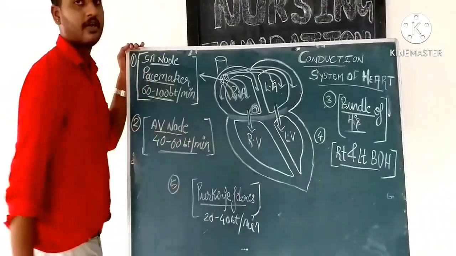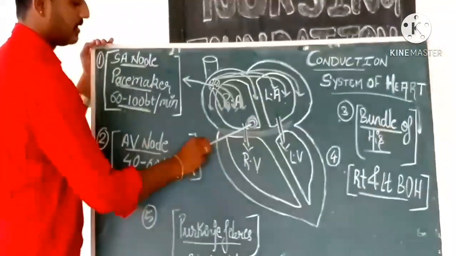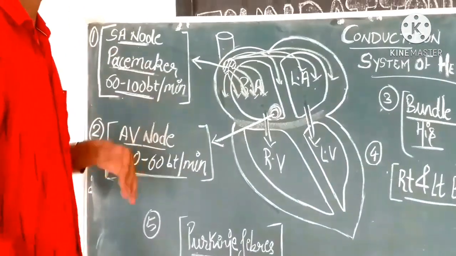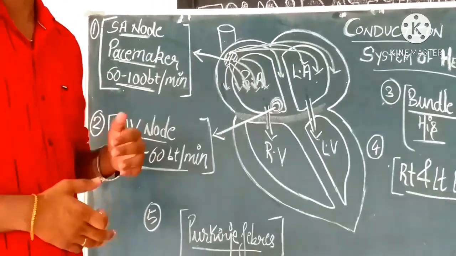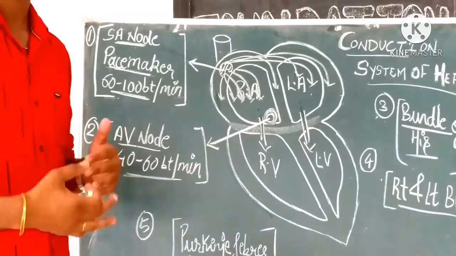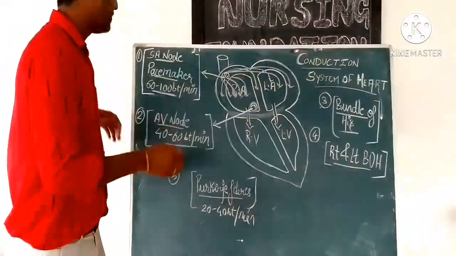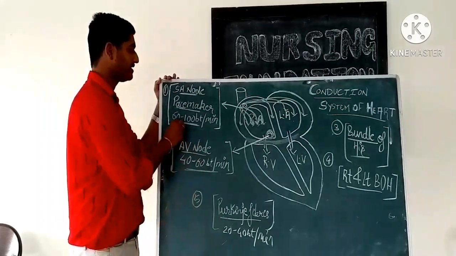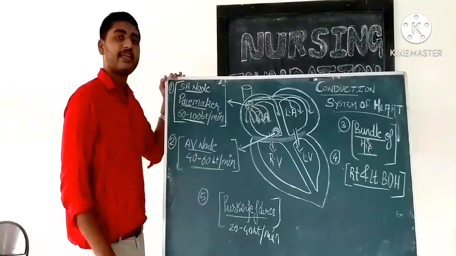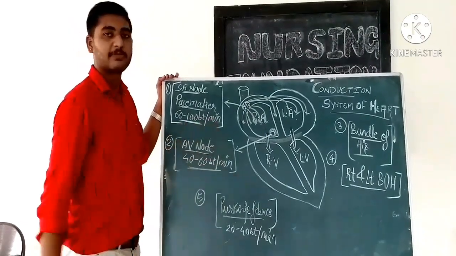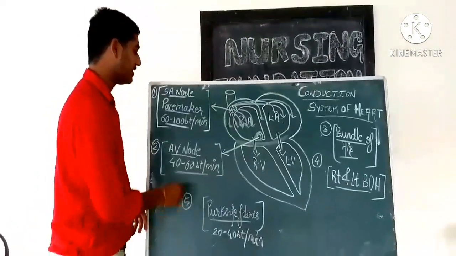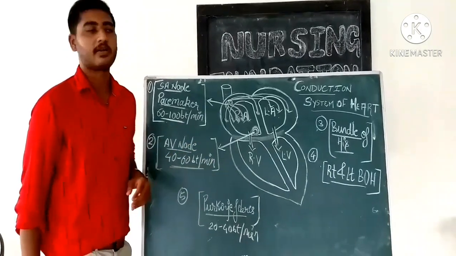have a structure, and it is called as the AV node. Okay, this AV node is similar to the SA node. It has got the ability or capacity to auto-generate the electrical impulses, but the ability is slightly lesser than the SA node. Since SA node has got the firing capacity of 60 to 100 beats per minute, the AV node has got the firing capacity of 40 to 60 beats per minute.